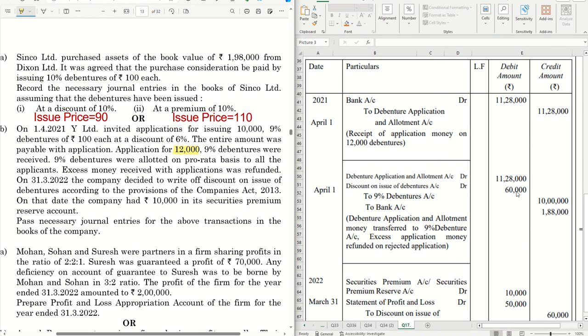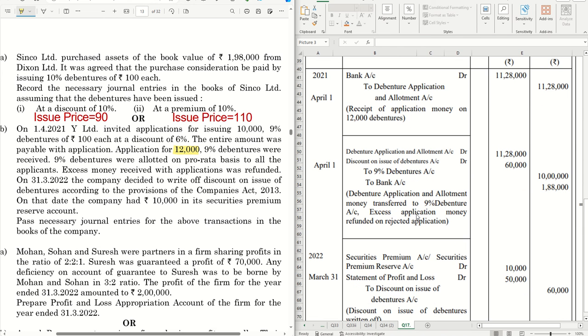Always remember, discount or premium is calculated only on the face value of the debentures. Don't be confused. So second journal is also done. As you can see here, 9% debentures were received, the applications, and these were allotted on pro rata basis to all the applicants. Excess money received with the applications was refunded. Don't be confused, because all the money was received along with application itself, so there is nothing to be adjusted with allotment. So this becomes straightforward. Don't be confused by looking at the word pro rata and think you have to do a lot of adjustments, but there is nothing to be done here.